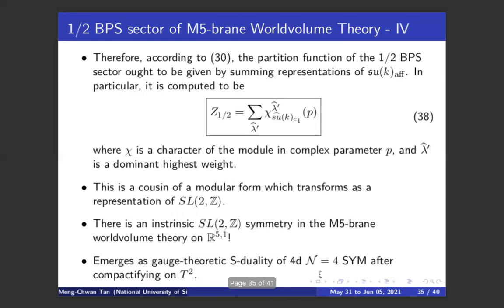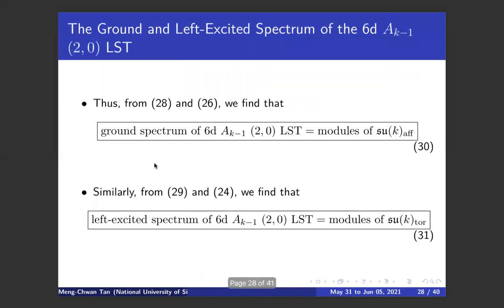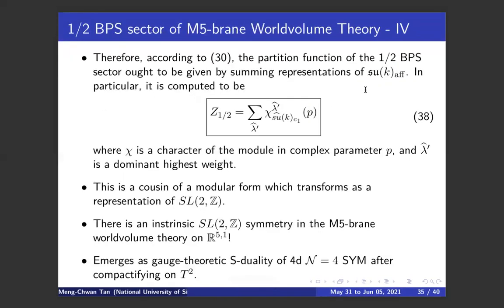Okay, good. And therefore, according to 30, we saw the ground states of little string theory, whereby we were able to derive this using the auxiliary sigma model that we used earlier on of 2,2. The partition function of the half BPS sector of this M5-brane ought to be given by summing the representations of affine SU(K). So in particular, we compute it to be this here. This is the usual character that we have of the affine algebra.